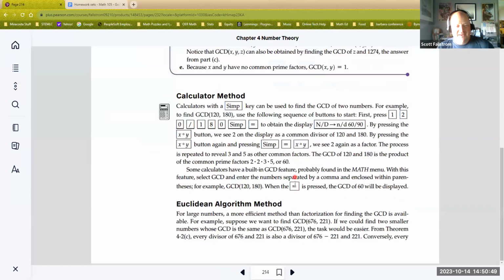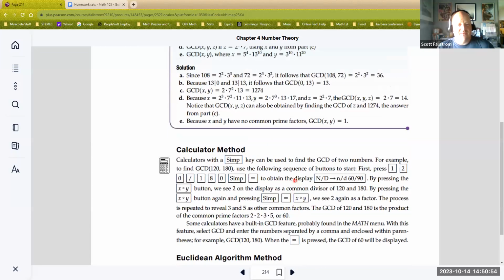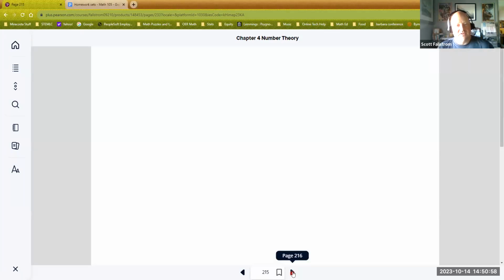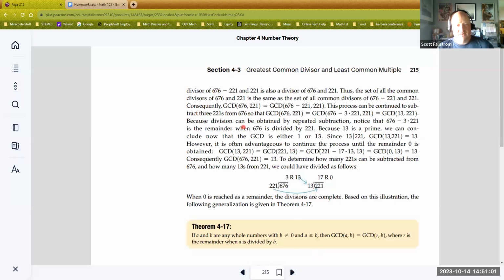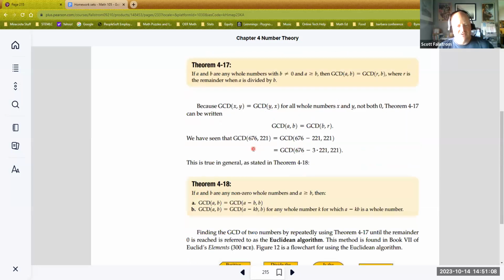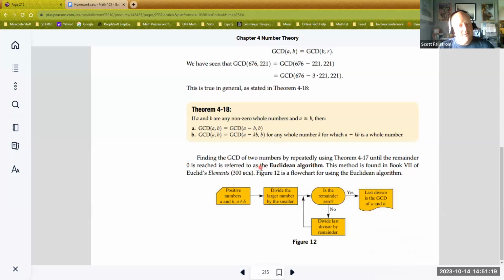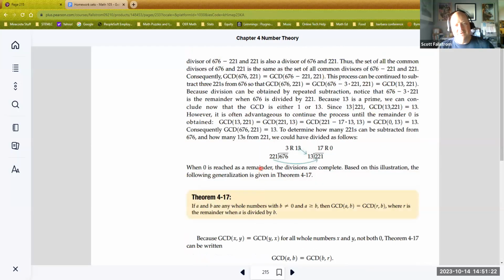There's a calculator method, and then there's what's known as the Euclidean algorithm. I think the Euclidean algorithm is actually a pretty cool technique here. But it's pretty dense in terms of the text. So I notice most of the time students like to see it as they're doing it, and so we're going to go ahead and do that one. They even put in a flow chart here. They do describe the idea in theorem 4-18. But let me link back.